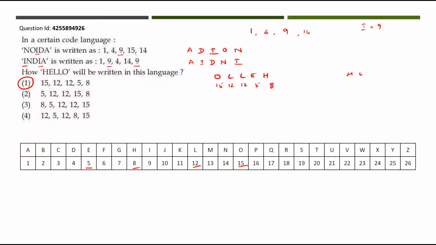If we take hello, the order will be 8, 5, 12, 12, 15, which is available in option 3. But this is hello and this is OLLEH. These codes are in the reverse order, so the answer should also be in the reverse order. They have given that in a certain code language, Noida is written in this way, India is written in this way. So hello should also be written in the same way.